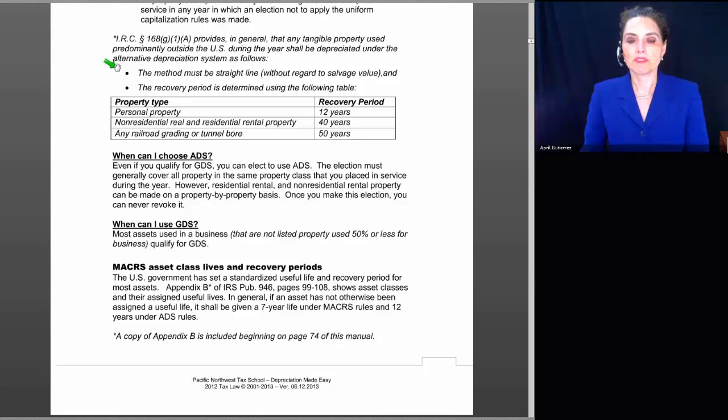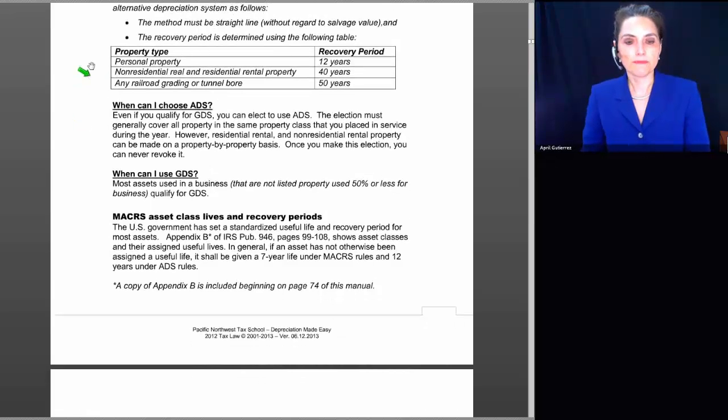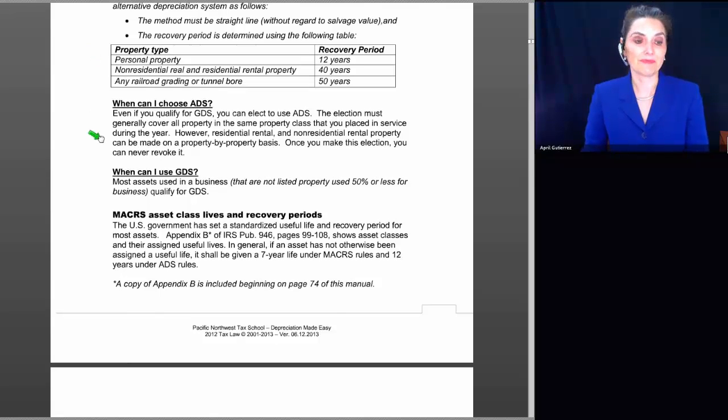The method must be straight line without regard to the salvage value, and the recovery period is determined using the following table. Property type, recovery period: personal property is 12-year property, non-residential real and residential property is 40 years, and any railroad grading or tunnel bore is 50 years. If you're not working with someone in the railroad industry, you're looking at real estate being 40 years and everything else being 12 years. So it's actually kind of simple.